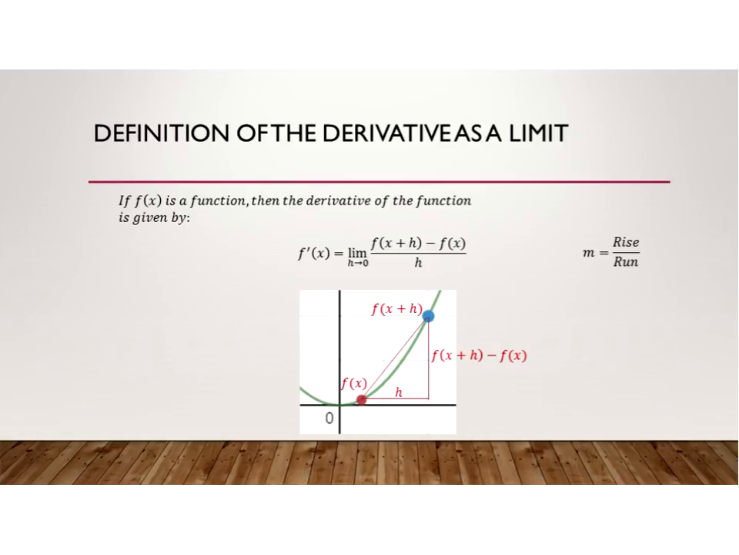So if I now think just gradient is rise over run, for that triangle, the rise of the straight line is that distance, which is f of x plus h minus f of x, the difference between the y's, over the run, which is that distance, which is h.